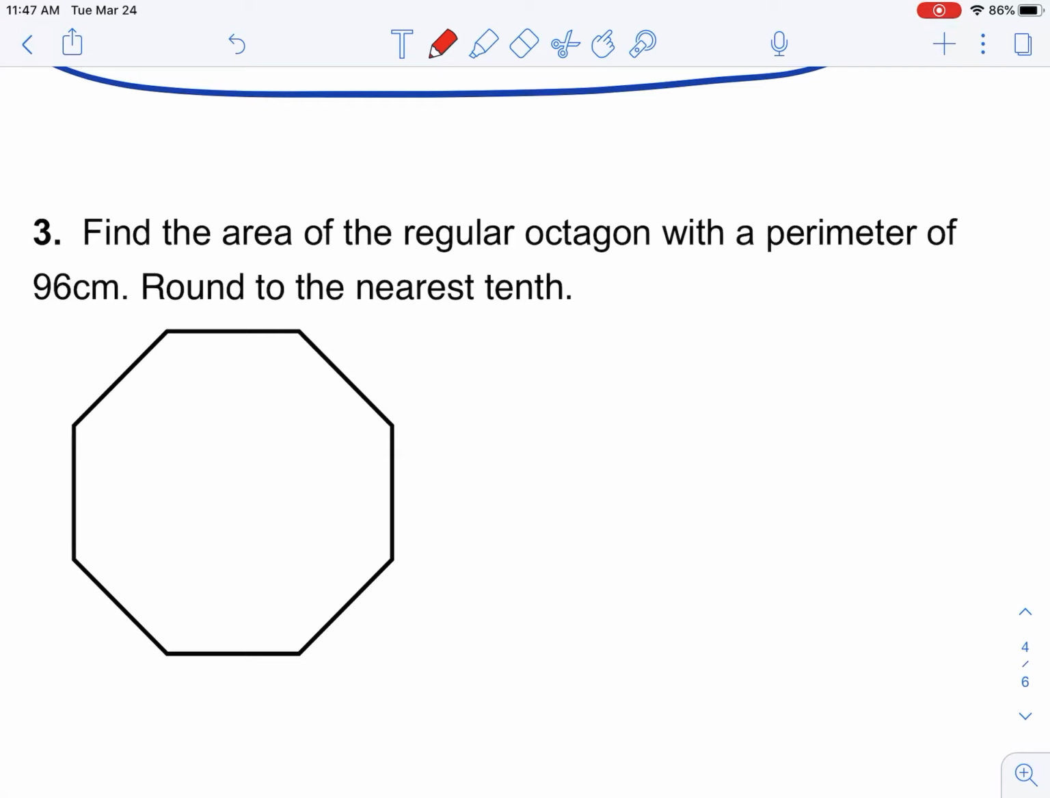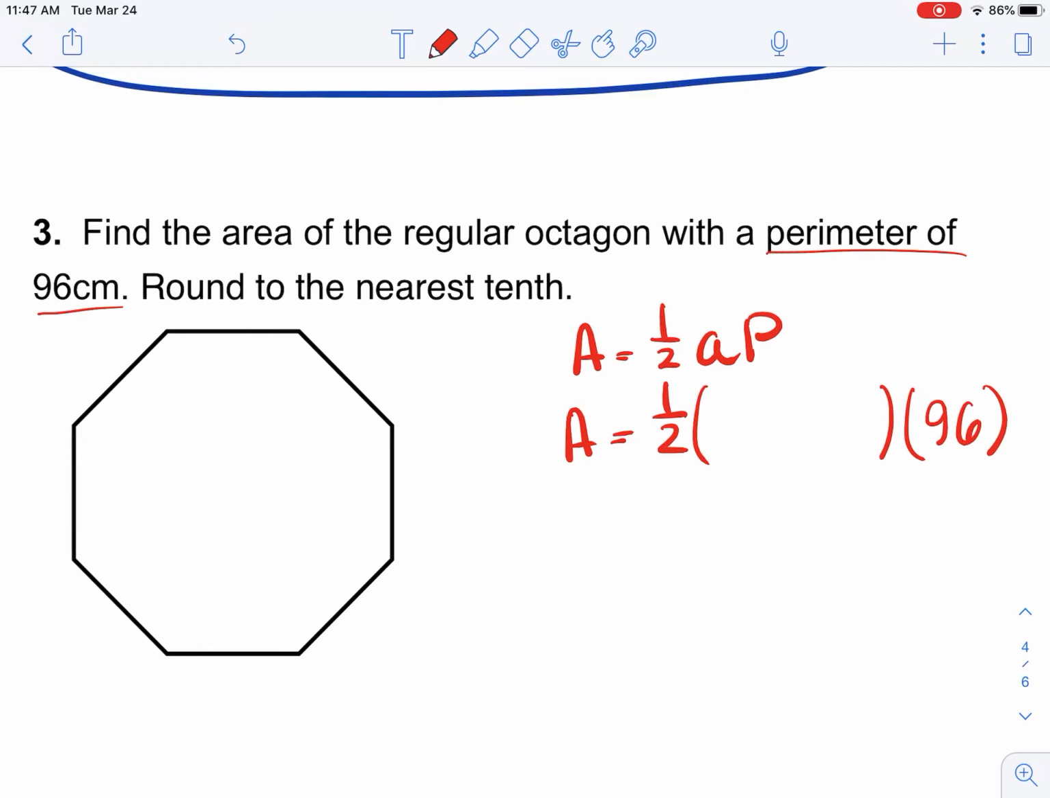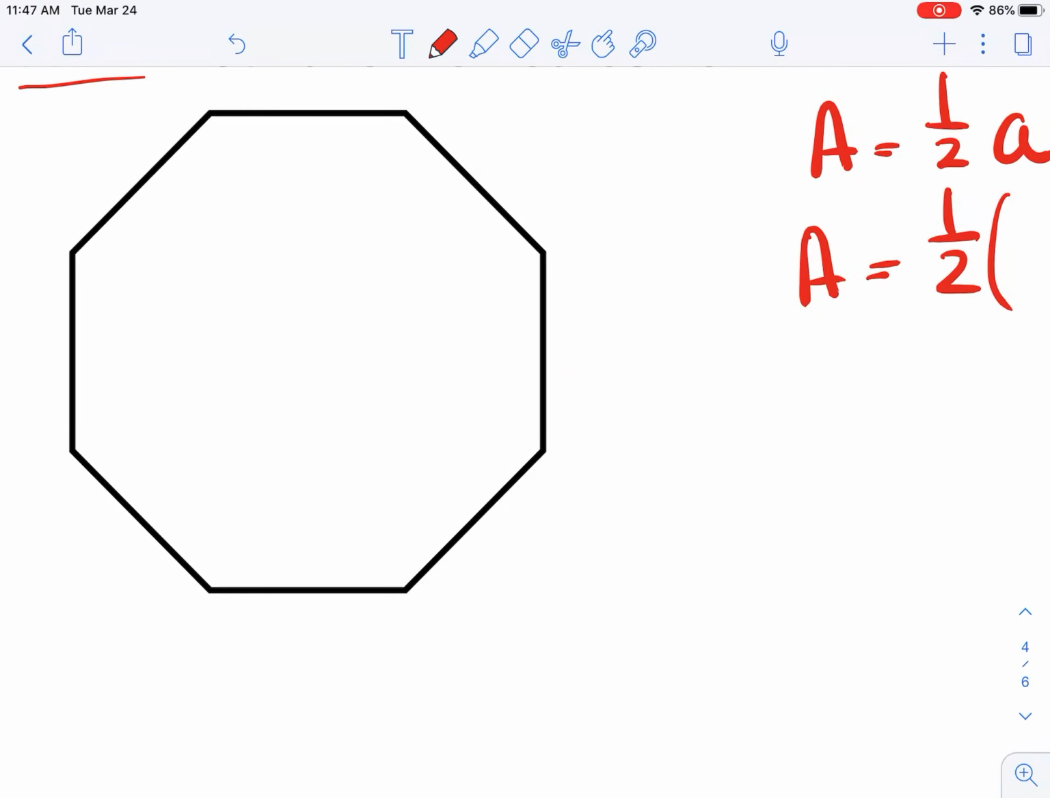Okay, so if you want to pause the video and try this one yourself, by all means do so. If you need to see me do it again, then let's see me do it again here. Area equals 1/2 apothem times perimeter. Area equals 1/2. Did I give you the apothem? Find the area of the regular octagon with perimeter of 96. No, I did not, so I'm going to leave a big old space for it. But I did tell you the perimeter is 96. Okay, I need to find the apothem, so I'm going to go ahead and draw that apothem in.